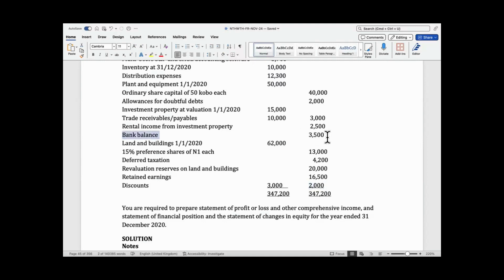Another one is this bank balance. It's on the credit. What does it mean? That's an overdraft. Fantastic. Correct.